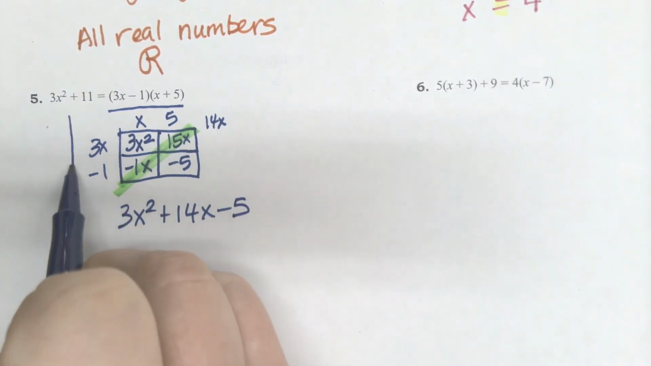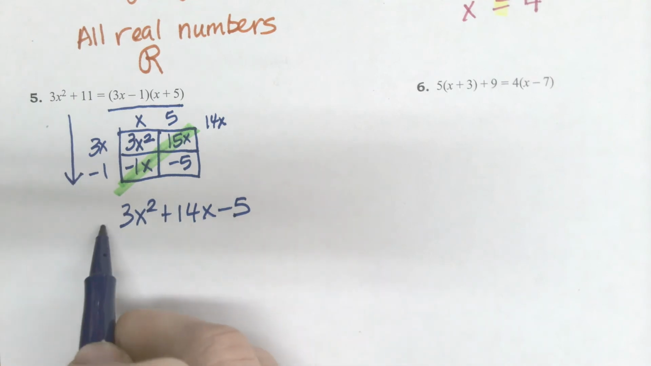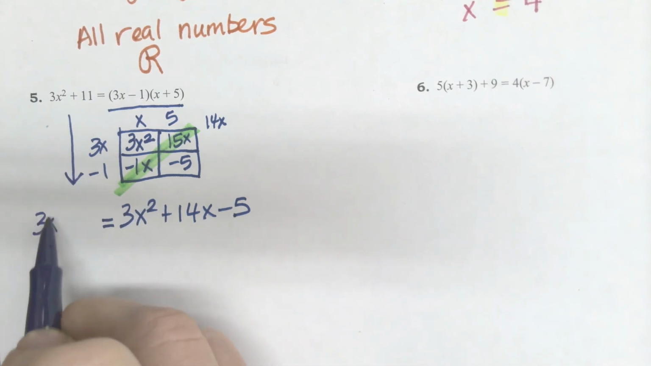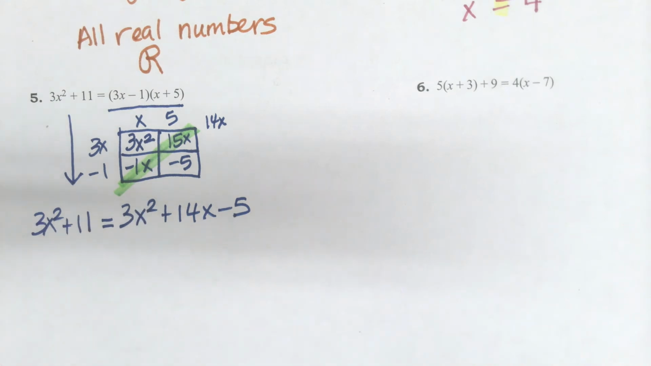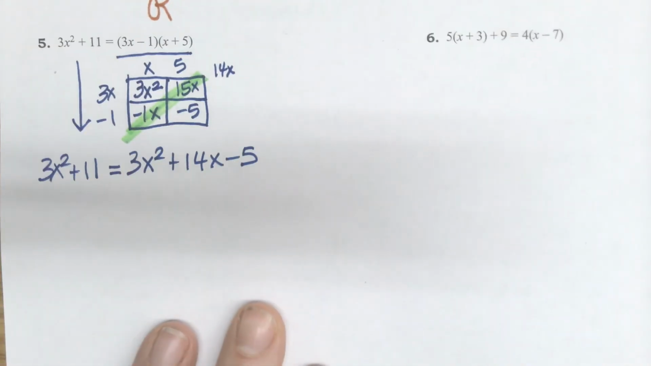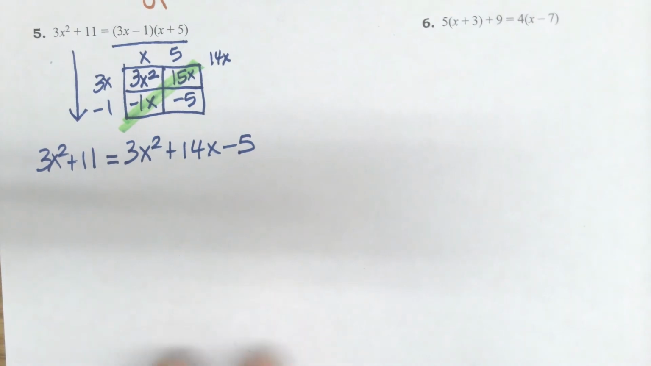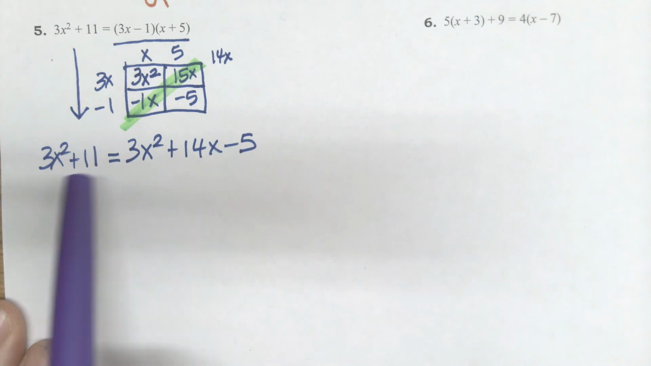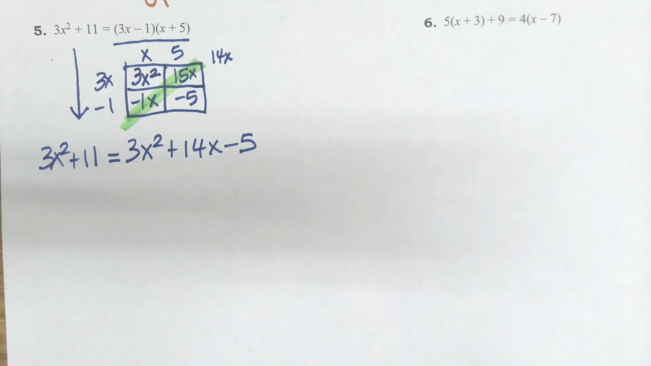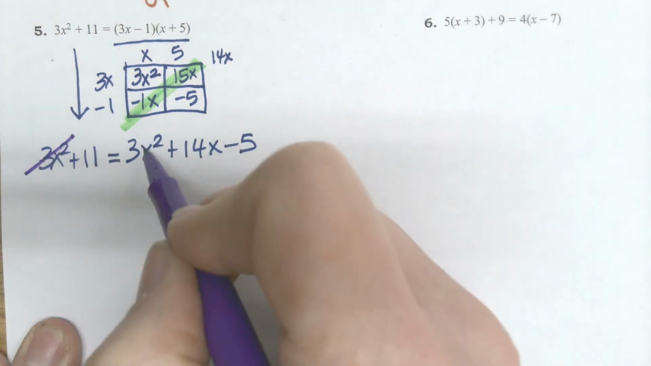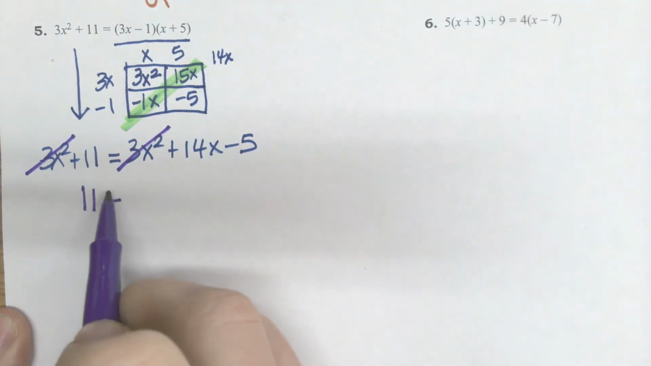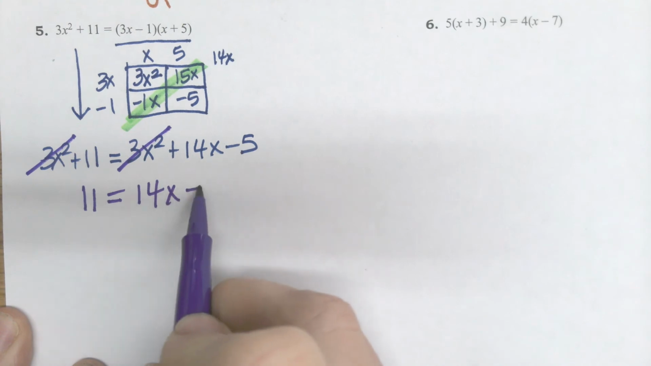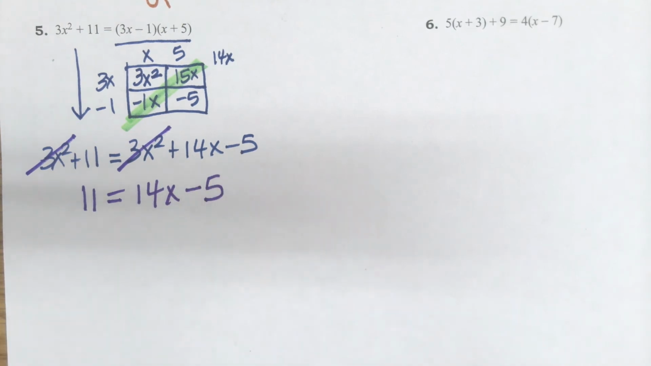Then I'll bring this other side down. 3x squared plus 11. And remember what I said last time, that this isn't always going to be the case, but right now it's the case. We're going to end up with an x squared term that matches on both sides, and if I have a matching thing on both sides, I can just cross it out. So I'm down to 11 equals 14x minus 5, and now I need to get the x alone.